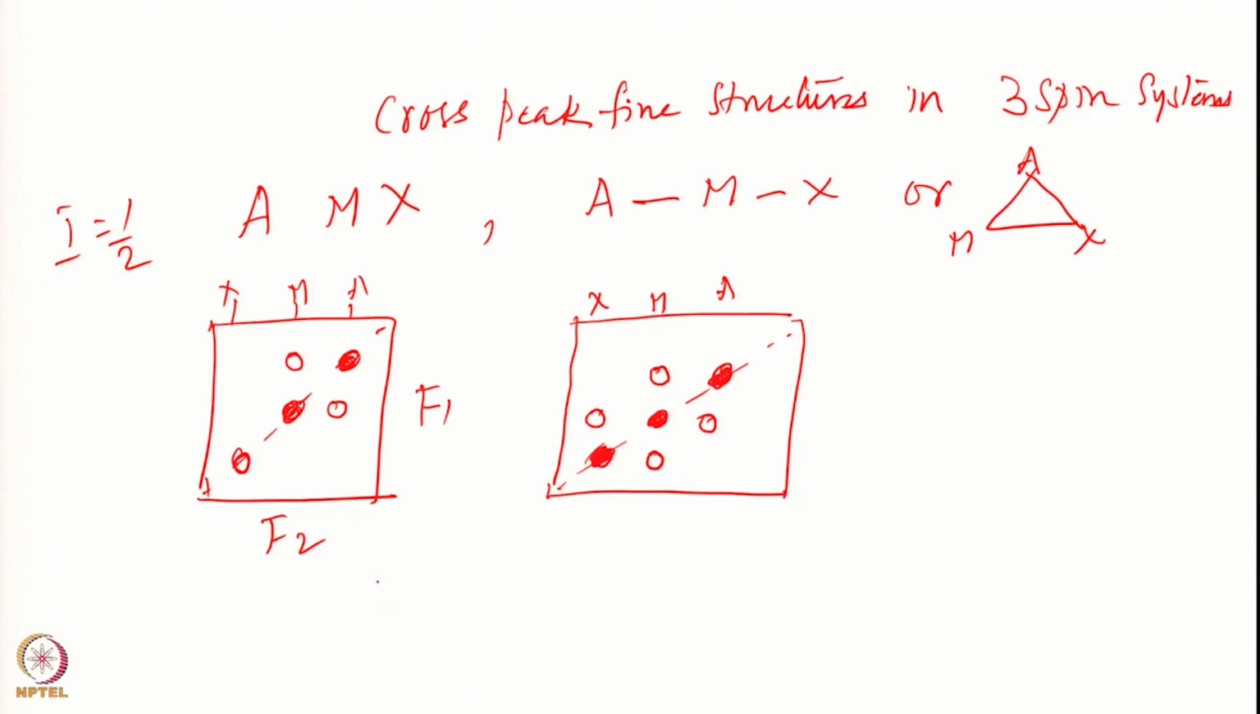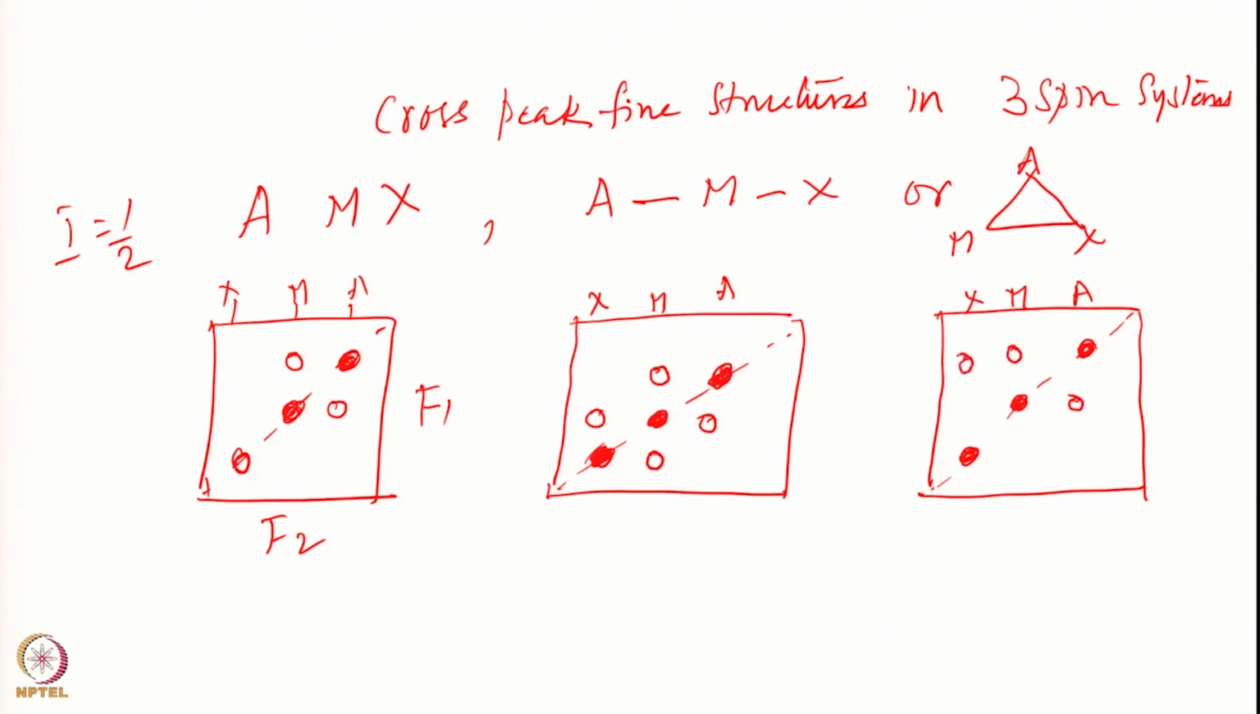Now in the case of this one, this is the diagonal, we write it as A here, M here, X here. I will have the same as before here and here, but now I will also have this because I also have A to X coupling, right.